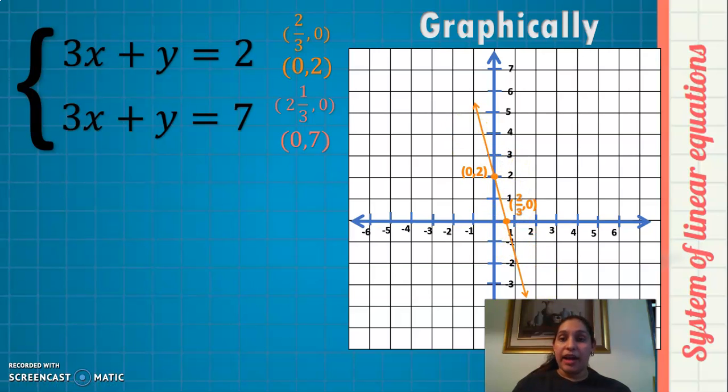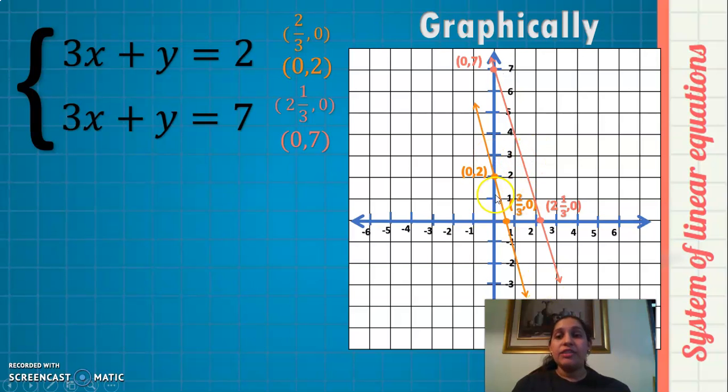This way I'm going to have this line like this. Now, with my second equation, 2 1/3, 0, and 0, 7. Well, 2 1/3 is on here because it's more than 2. So it's 2 1/3 and 0, 7. I connect my points and I have it like this.